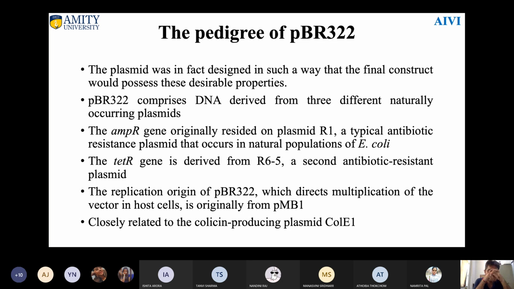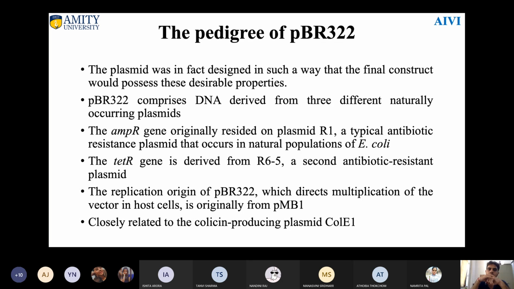But now the important point is how we generate it. So how did Bolivar and Rodriguez generate this vector? As we said in the first laboratory practice, the construction of your vector means what properties your vector is going to have. We have to construct them. Whatever properties you need, we need to bring in our desirable properties. So the plasmid was in fact designed in such a way that the final construct has these desirable properties. What are they? It must have an origin of replication, selectable markers, multiple cloning sites, a smaller size, and a multiple copy number. So all these properties are going to be there.